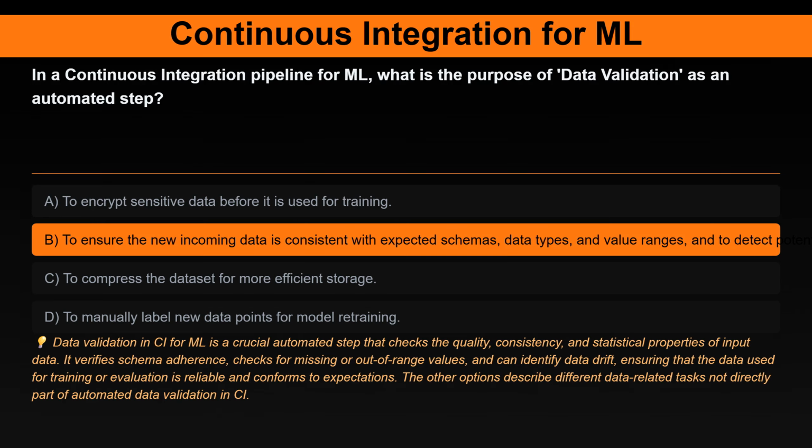The correct answer is: to ensure the new incoming data is consistent with expected schemas, data types, and value ranges, and to detect potential data drift. Here's the explanation. Data validation in CI for ML is a crucial automated step that checks the quality, consistency, and statistical properties of input data. It verifies schema adherence, checks for missing or out-of-range values, and can identify data drift, ensuring that the data used for training or evaluation is reliable and conforms to expectations. The other options describe different data-related tasks, not directly part of automated data validation in CI.